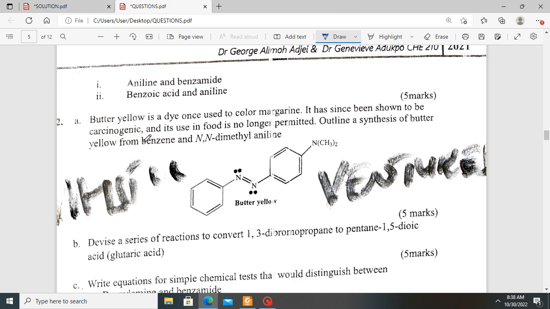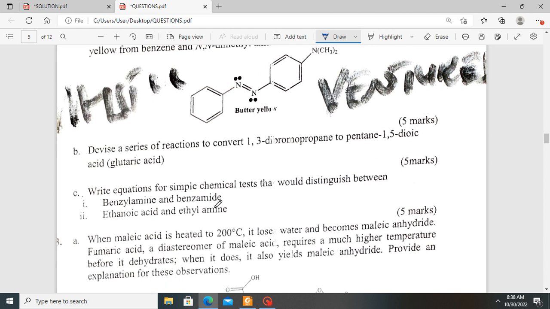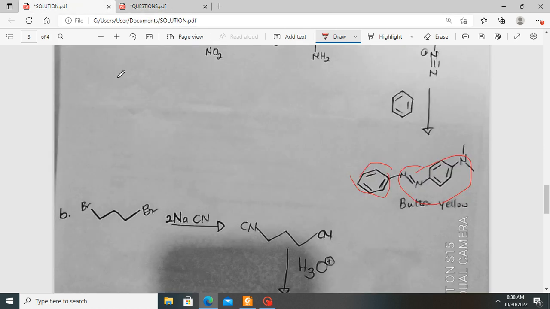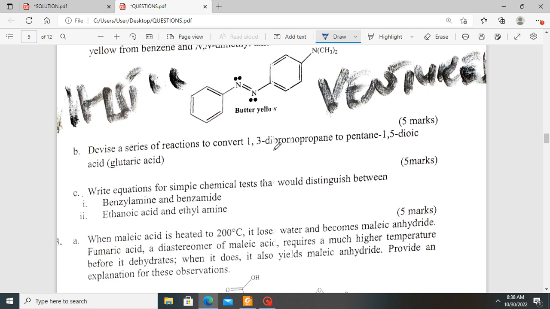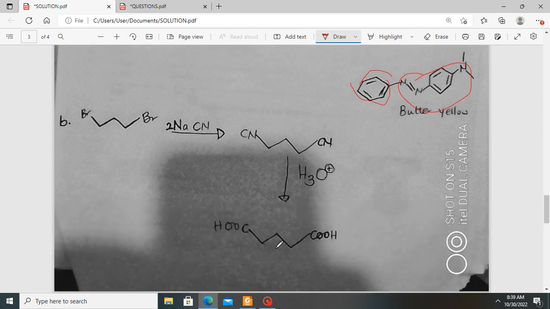The next question: we are to devise a series of reactions to convert 1,3-dibromopentane to pentane-1,5-dioic acid. Let's see how we can synthesize that. So this is 1,3-dibromopentane to pentane-1,5-dioic acid. So the first thing is to convert all this one.